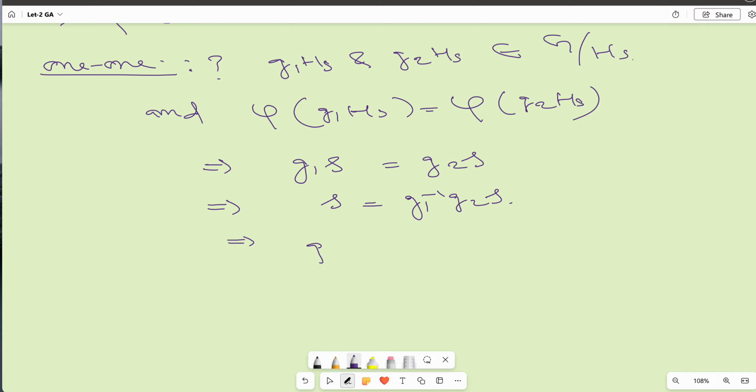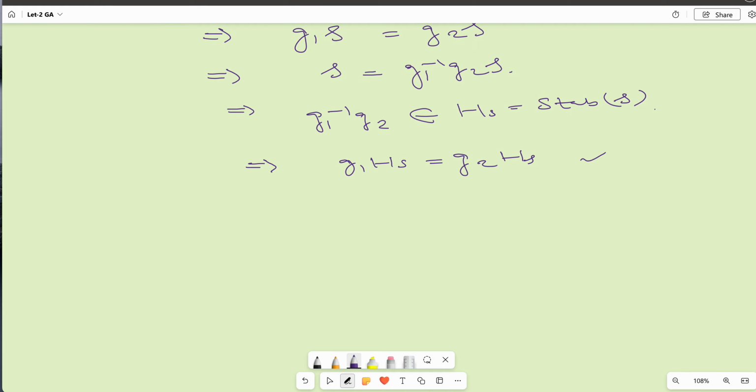What does it mean? That G1 inverse G2 is a member of HS, which is the stabilizer of S, because HS is the stabilizer, as we have assumed. What does it mean? G1 HS is actually G2 HS. So I have taken two images that are the same and shown that the two elements are the same. This means that this map is 1-1. So 1-1 has been taken care of.